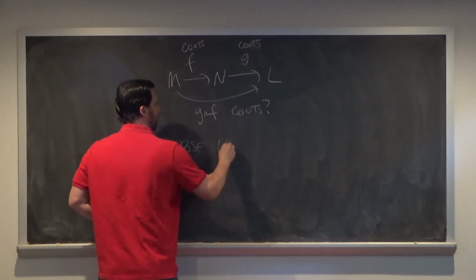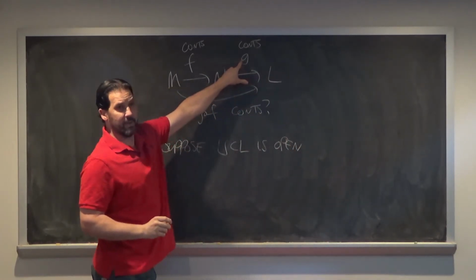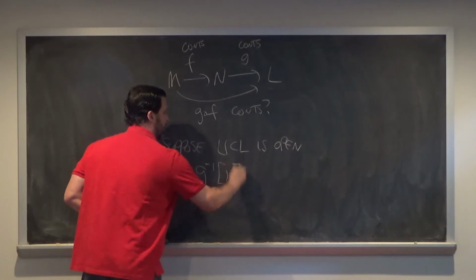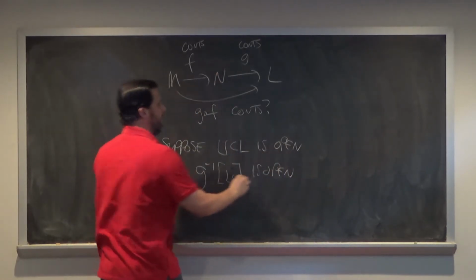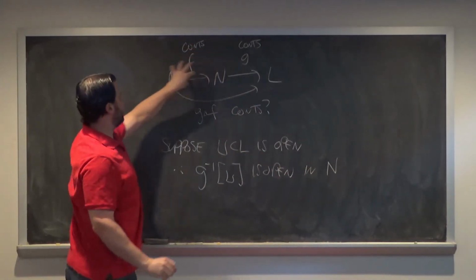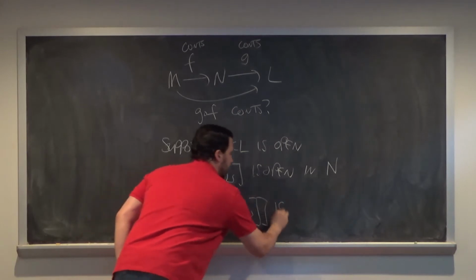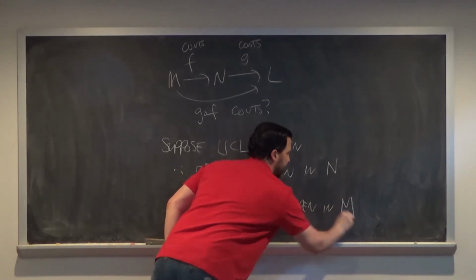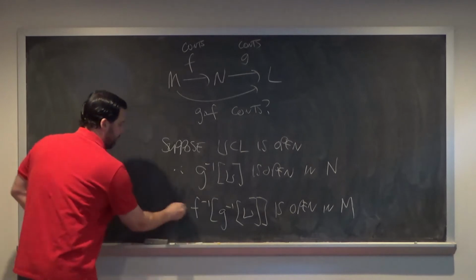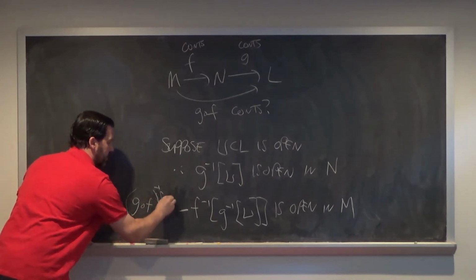Suppose U is an open set in the codomain. Well, G is continuous, so the preimage of that, G inverse of U, is then open. And that's a set in N. Well, now I've got an open set in N. F is continuous. The preimage of that set in M is open. F inverse of G inverse of U is open in M. But if you remember your rules of functions, F inverse of G inverse of something is exactly G composed with F inverse of the set U.